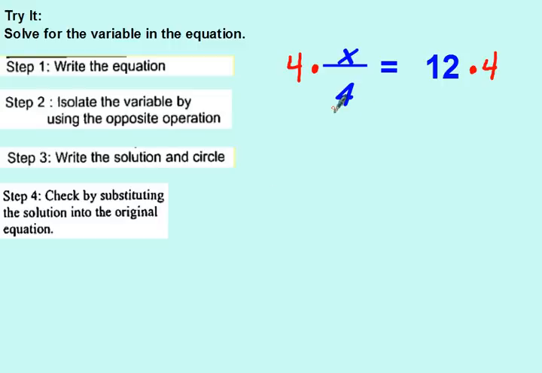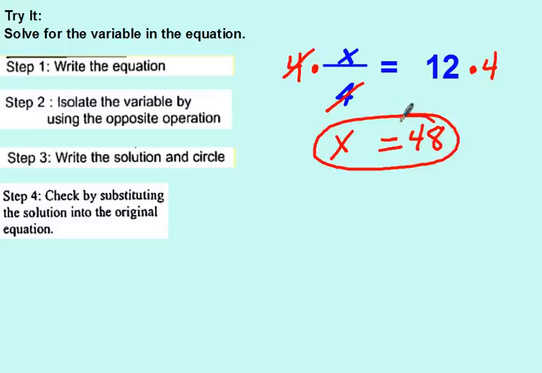Now you're ready to cancel. 4 divided by 4 gives you x on this side, because the 4's cancel each other out, leaving only x. This is called isolating the variable. That means making the variable by itself on one side. Now just work the other side. 12 times 4. If you need to go out to the side and work it out, that's fine. So 12 times 4 is 48.